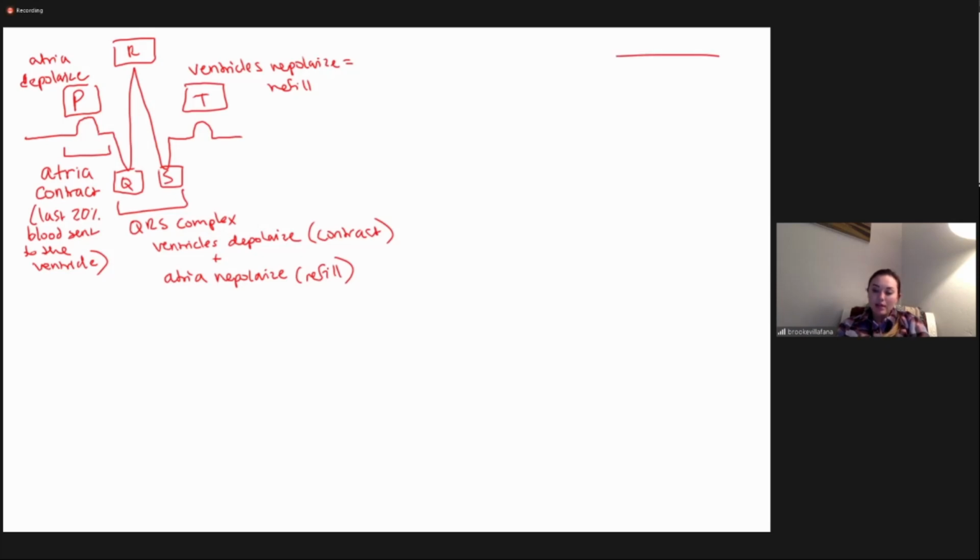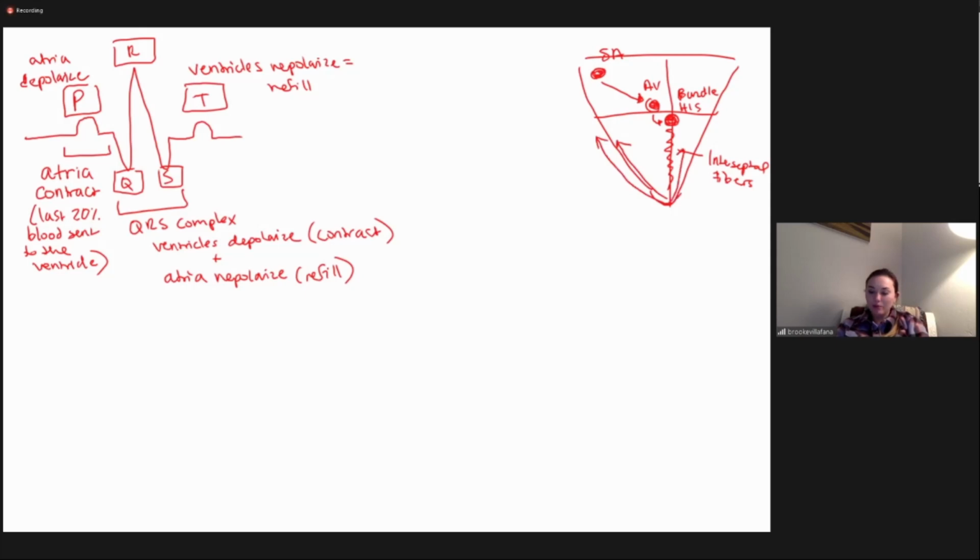So when we look at the SA, AV, bundle of His, interseptal, and Purkinje, we started with the SA, we progress to the AV, right? And then we said the next one was the bundle of His here. And then we go down, these are the interseptal fibers. And then we go up the Purkinje fibers. And one goes back to the SA node. Okay, so let's figure out which nodes are sending the electrical signal during which parts of the PQRST.